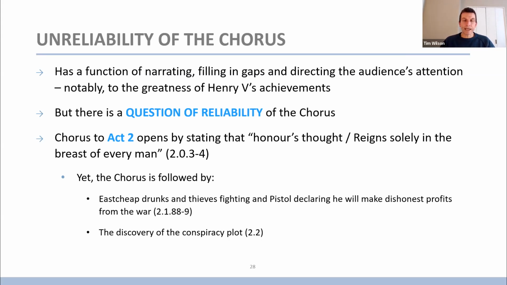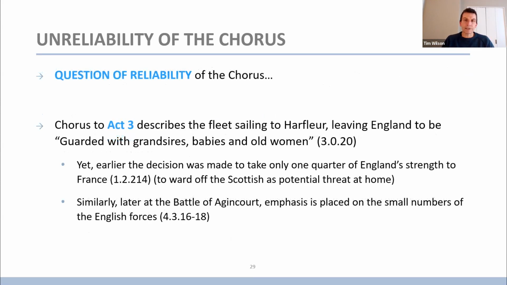breast of every man. Yet that chorus, so this is part of the prologue to Act 2, is saying everybody's so gung-ho behind the war, except what's shown right after that are the drunks and thieves in Eastcheap who only want to go to war in order to make some money off it, not because they're so driven with honor seeking. And then it shows the conspiracy plot. So the action that's shown afterwards belies some of the high rhetoric of the chorus.